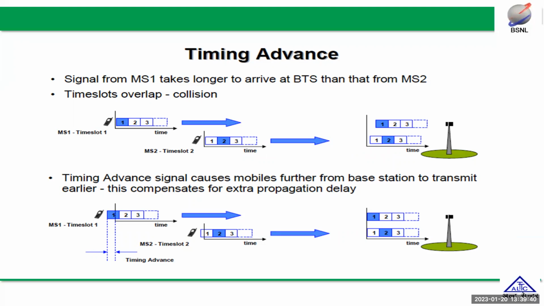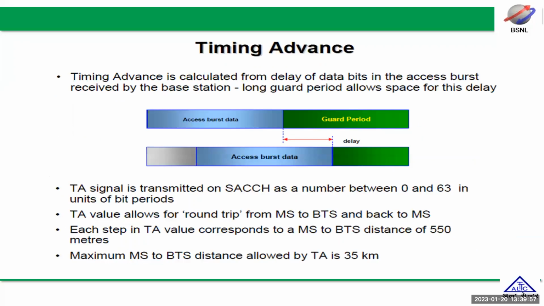The timing advance signal causes the mobile further from the base station to transmit earlier. This compensates for the extra propagation delay. That's why timing advance is used in the mobile network. The timing advance is calculated from the delay of the data bits in the RACH, the random access channel burst, received by the base station, and the long guard period allows space for this delay.